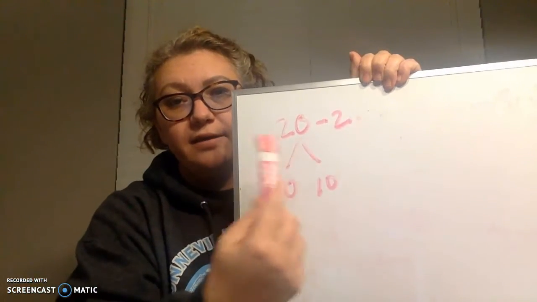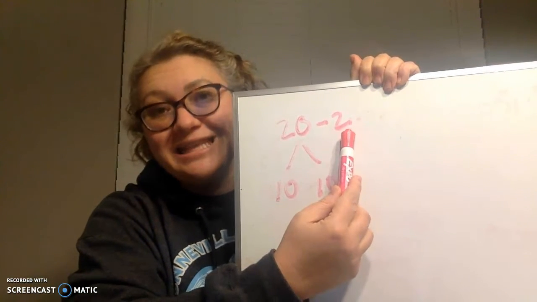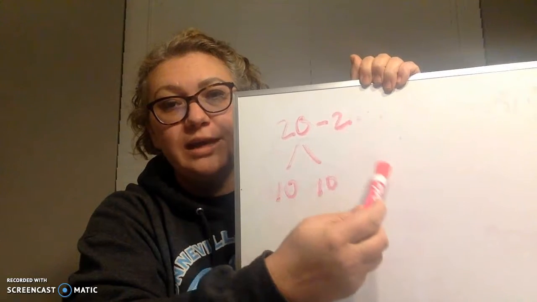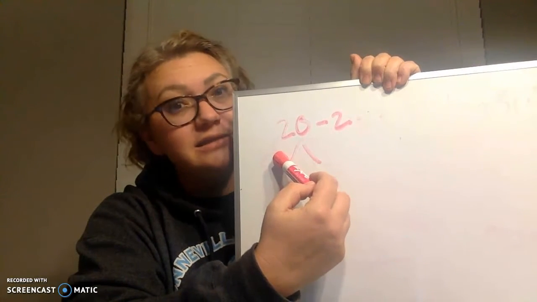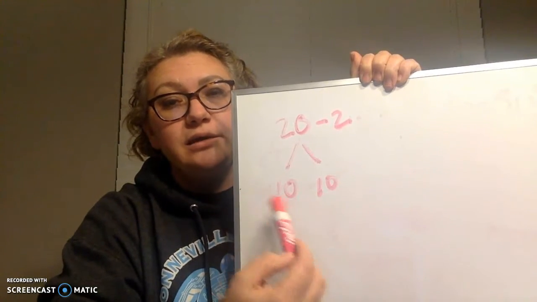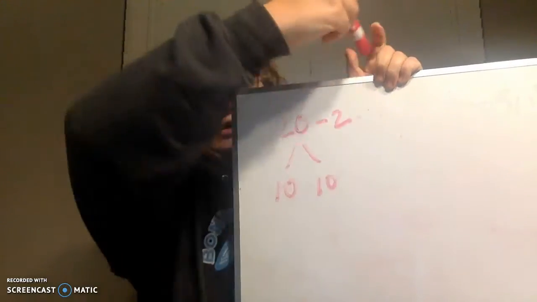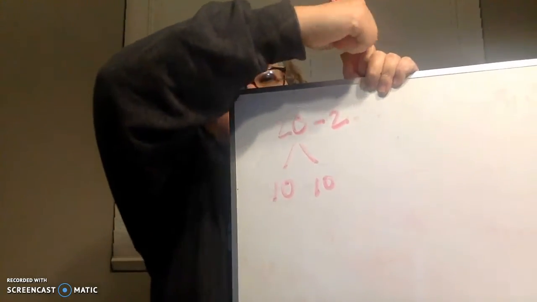Okay, now I want you to write 20 minus 2 on your dry erase board. And let's say this in unit form. So 20 is 2 tens. How many tens is 20? 2. So we're separating them out into 2 tens, and 2 ones. So 20 minus 2 is 2 tens minus 2 ones.